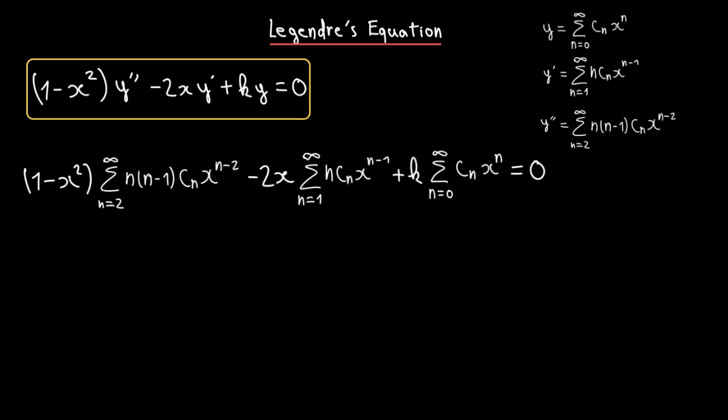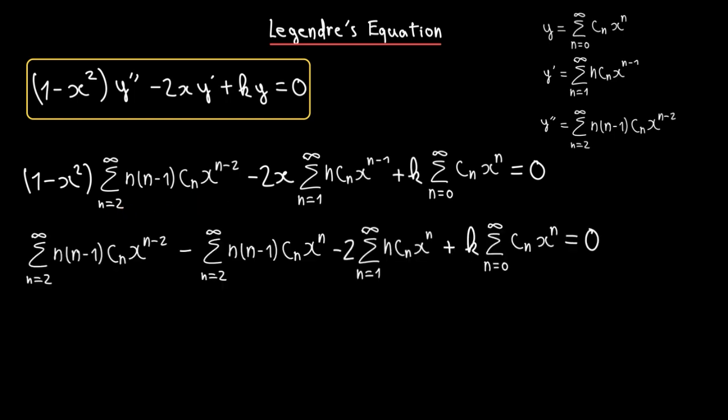So I've replaced y in terms of its power series into this differential equation to get this long expression over here. And now we absorb these coefficients into our summation. So what I've done here is I've distributed the 1 minus x squared into the summation. And note that x squared times x to the power of n minus 2 is x to the power of n, which is what we have here. And I've also distributed the x into the summation to get x to the power of n over here.